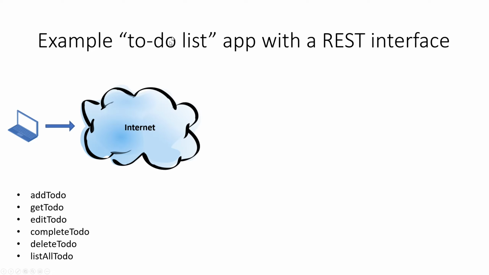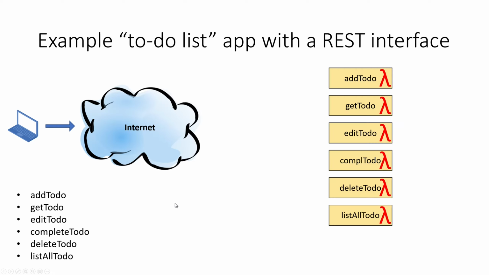Here we want to have a to-do list application that will handle requests from a client. And the functions we discussed before are related to adding, getting, editing, completing, and deleting to-dos, and also managing all of the to-dos that we have. So what we want to implement really in our application are these functions. This is what we want our application to do.